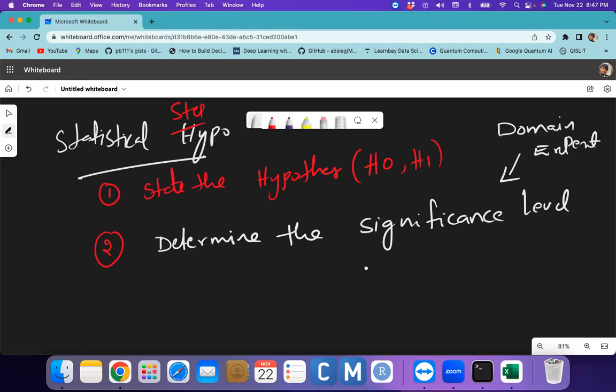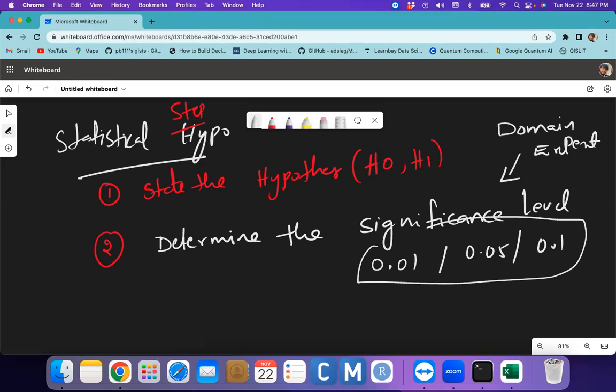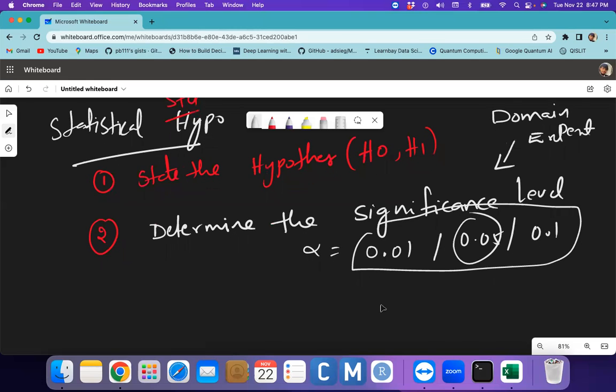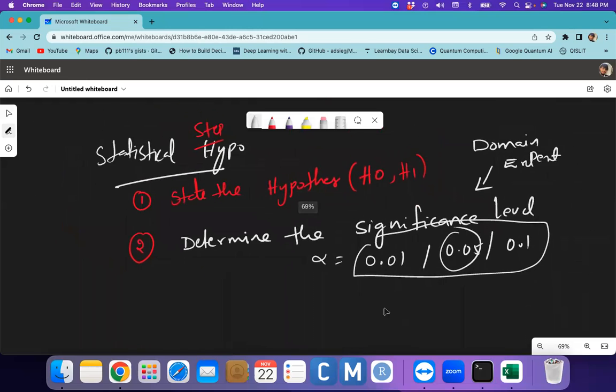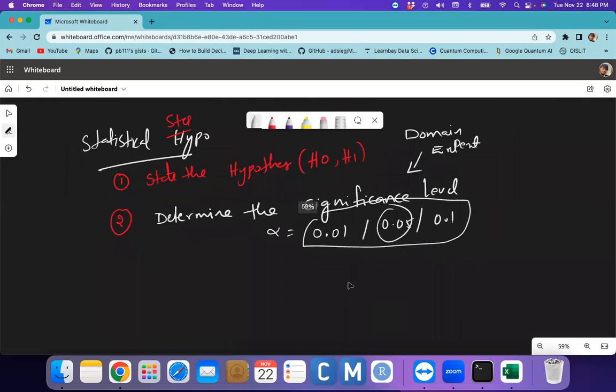Usually people consider a significance value of 0.01, 0.05, or 0.1. These are the three values they consider, but most of the time it is 0.05 only. It is not constant for all scenarios. Depending upon your problem statement, the significance value can be changed. It depends upon the domain we are considering.